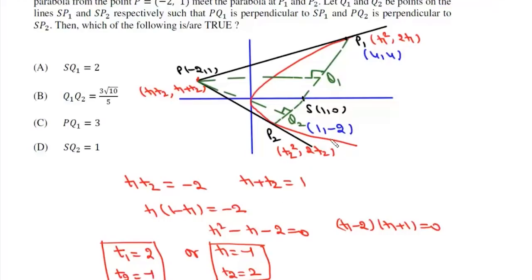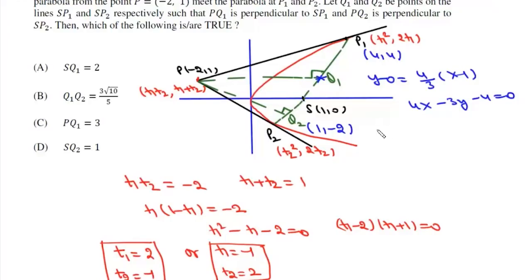So, in this case, P1 will be (1, -2) and P2 will be (4, 4). Now, we need to find Q1 and Q2. Basically, we'll find the equation of this line P1S. Now, this is y minus 0 and the slope of this line will be 4 by 3, (x minus 1). So, this equation will be 4x minus 3y minus 4 equals 0.